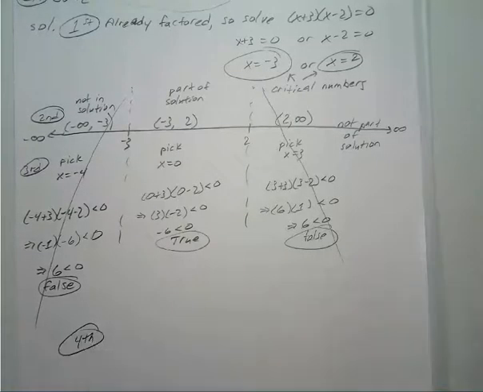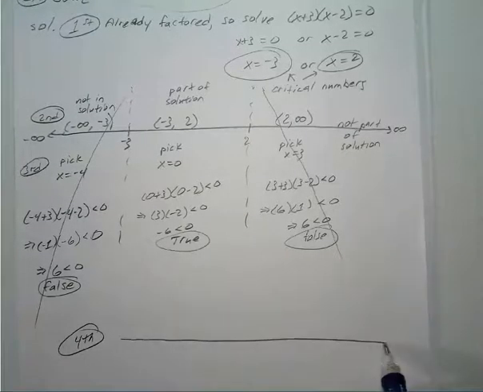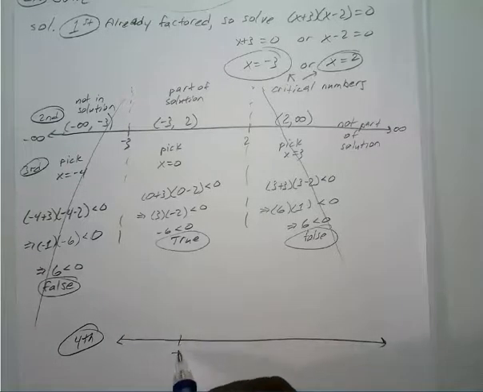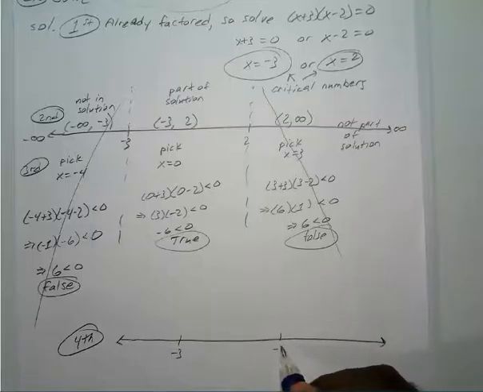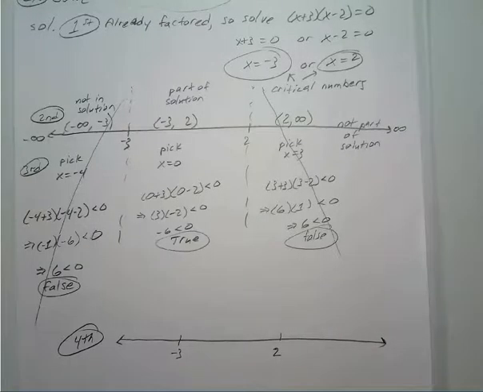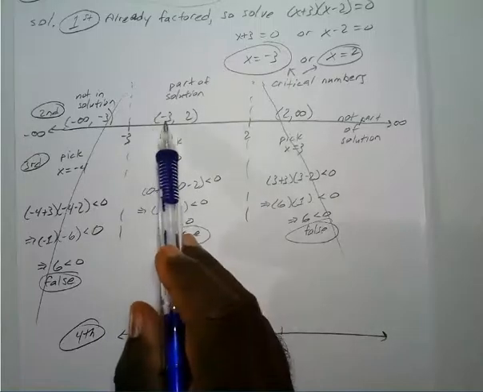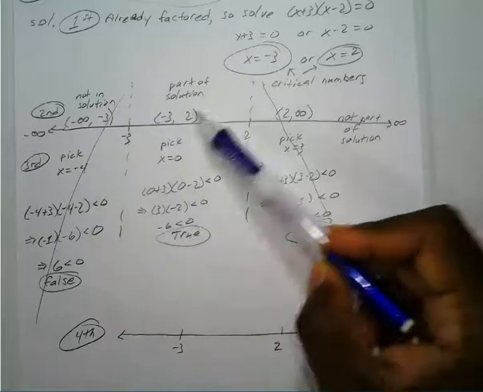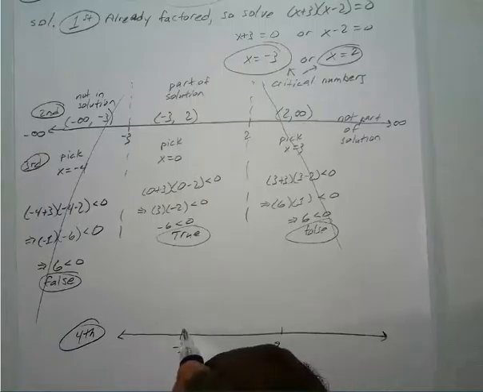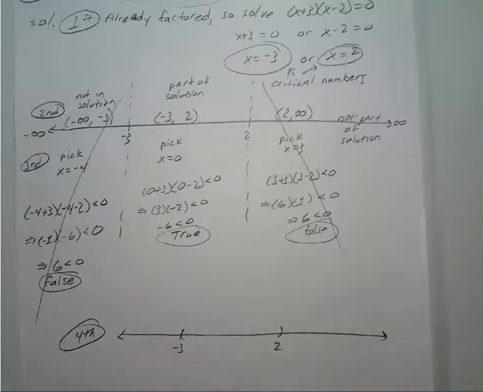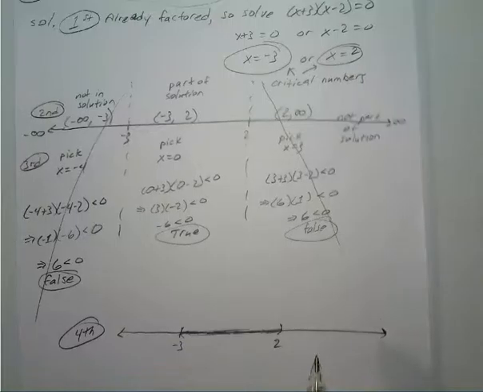So our fourth step, which is, in some cases, they may want you to graph it. So if you're going to graph your solution, you just write your critical points, -3 and 2. And we know the part from -3 to 2 is part of the solution, and we're going to use parentheses here also. So in between here, it's shaded in. So this represents the graph of your solution set.